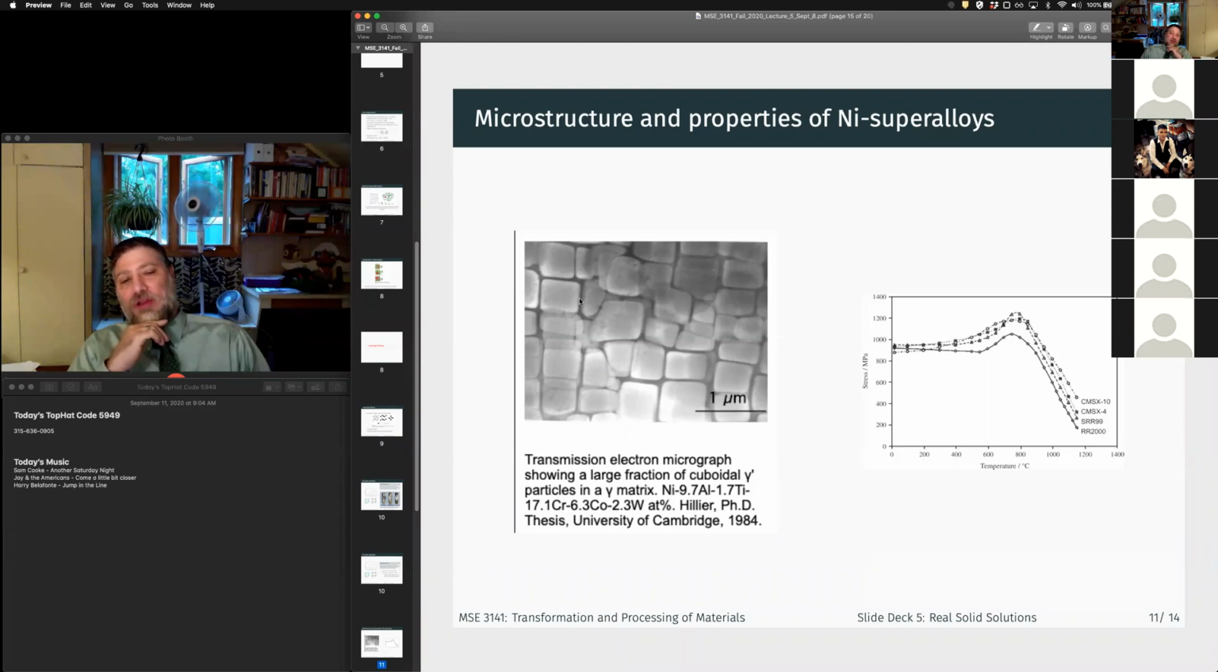These cuboidal-like precipitates here are actually the gamma prime, and these little channels in between are the gamma, right? So quick question here, why are these cubes? Any idea? Audio kind of cut out. Why are the precipitates cuboidal?